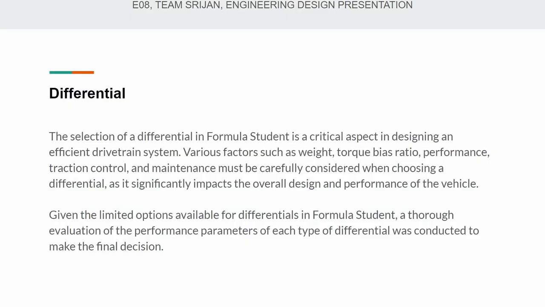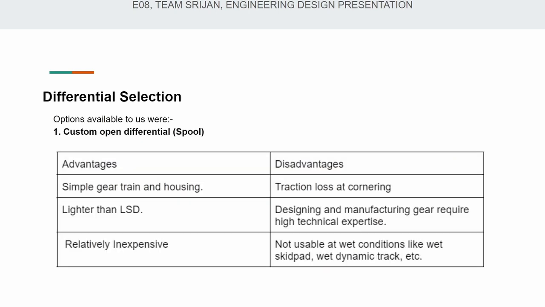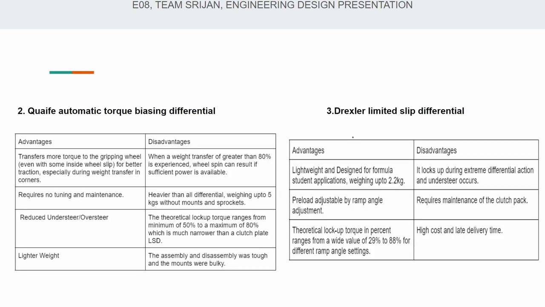We had 3 options, and thus we had made a table listing the advantages and disadvantages of the same. First was the custom open differential, which was light, simple, and cost effective, but at the same time, it resulted in traction loss while cornering. Second was the automatic torque biasing differential, which required lower maintenance but had a narrower torque lockup range.